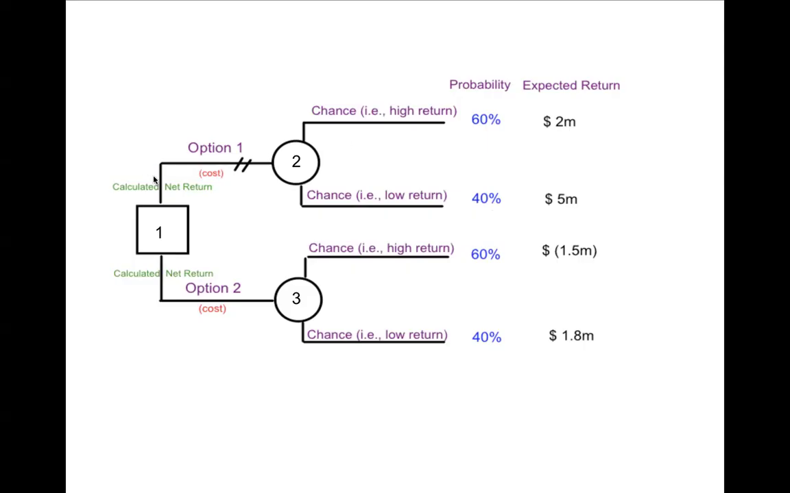All right, so in this scenario, then we have our option. Let me go backwards. We have our decision, option one or option two. Each option has a chance.